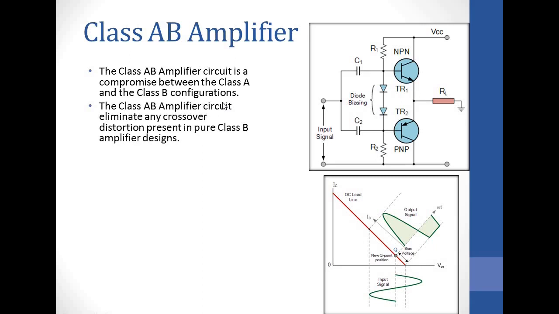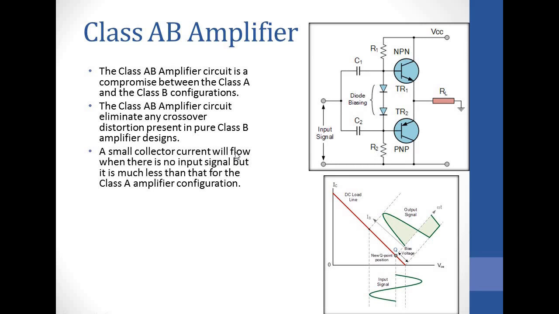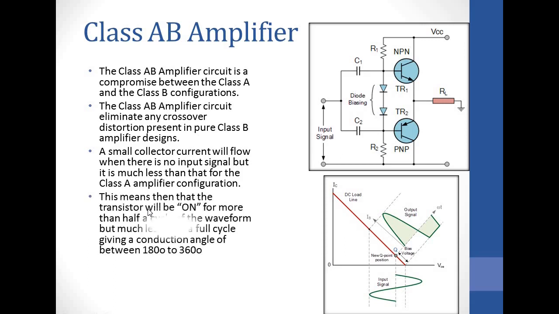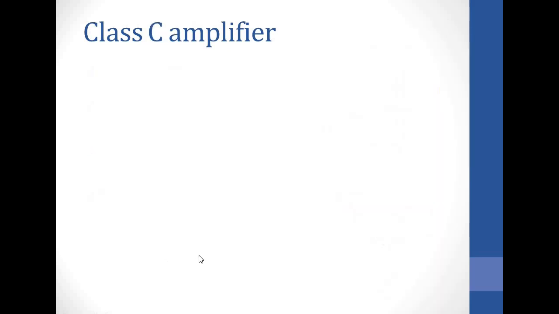So class AB is in between class A and class B. It doesn't operate for 360 degrees like class A, but it's somewhere in between class B, which is 180, and 360 degrees. So it eliminates the crossover distortion. It means that the transistor will be on for more than half the cycle, and the conduction angle is between 180 degrees and 360.